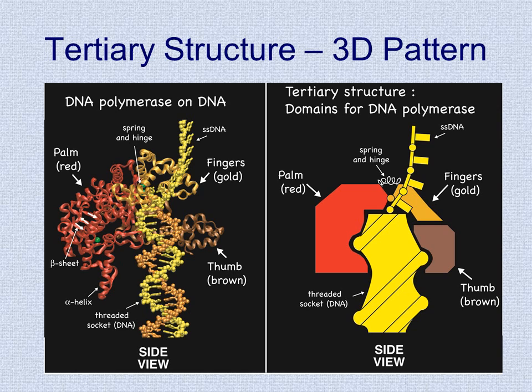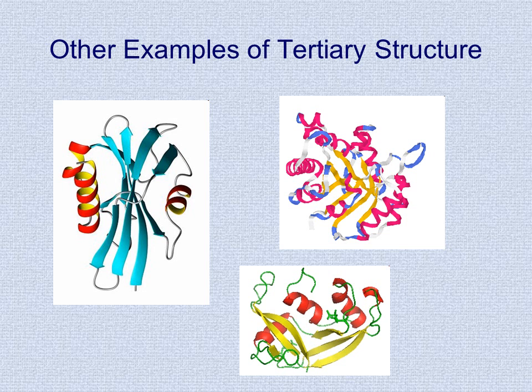Tertiary structure is the three-dimensional picture of the protein. And on the left we have a model of the DNA polymerase, and you can see the different pieces of that, and you can see how it looks in 3D. And you can also see marked alpha helix portions, beta pleated sheet portions, and different parts of the protein to indicate what it does.